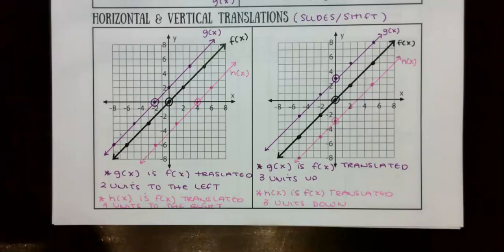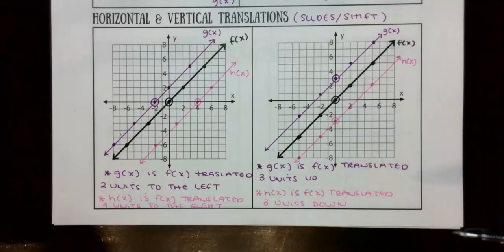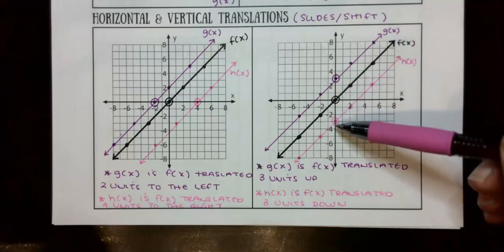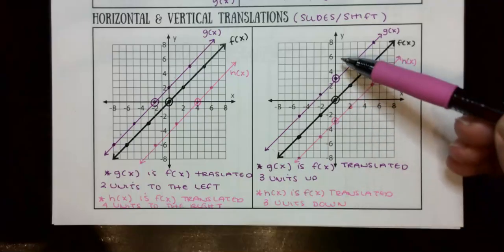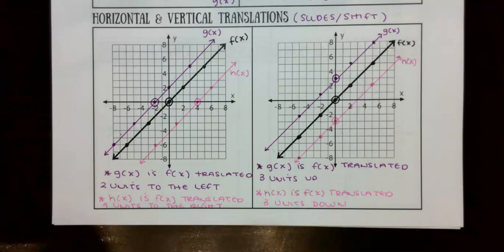And if you're trying to identify whether it was translated up or down, we're going to compare not the x-intercepts this time, but the y-intercepts. The y-axis is what lets us see if it's above it or below it and how many units. The x-axis lets us know if it's to the left or to the right and how many units. And so that is what vertical and horizontal translations look like compared to the parent function.